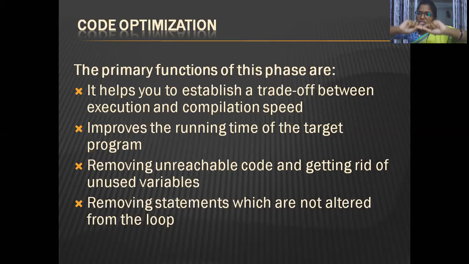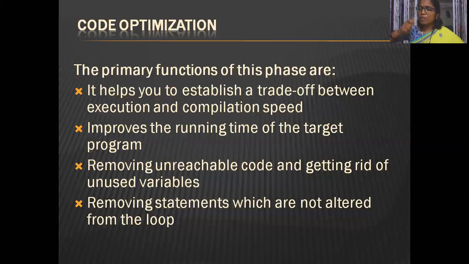So it establishes a trade-off between compilation speed and execution speed. That is the advantage of code optimization: it improves the running time of the target program, so it can execute fast. Removing unreachable code: if you reduce the set of instructions, then you can execute very fast. You can remove unreachable code which is not used anywhere. Suppose you have written user-defined programs which are not called at any place, there is no need for such instructions.